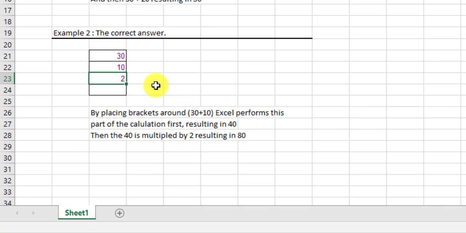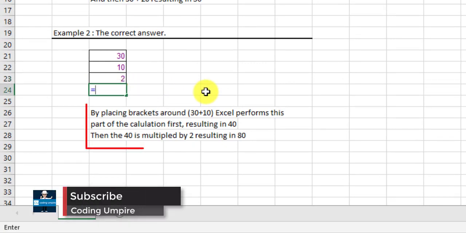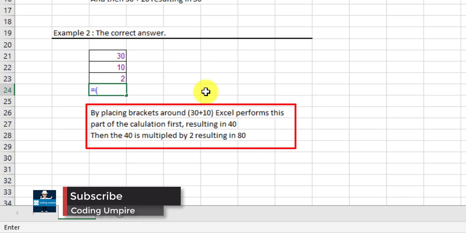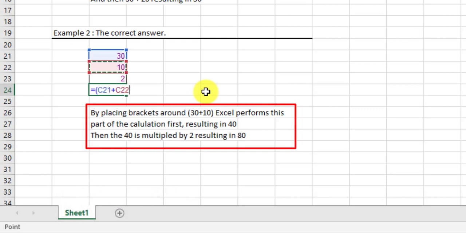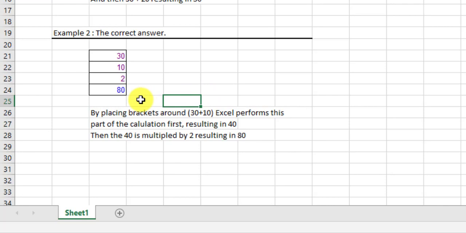Come to the second example. Here we will use bracket in formula. Let's see. By placing brackets around 30 plus 10, Excel performs this part of the calculation first, resulting in 40. And then the 40 is multiplied by 2, resulting in 80. This is the use of bracket in formula.